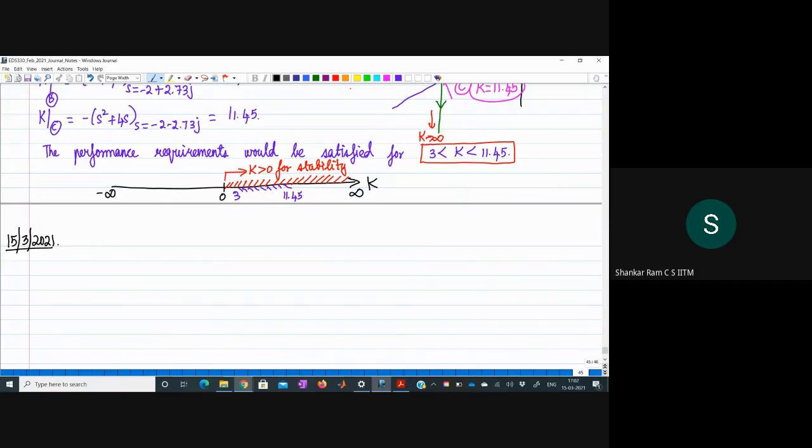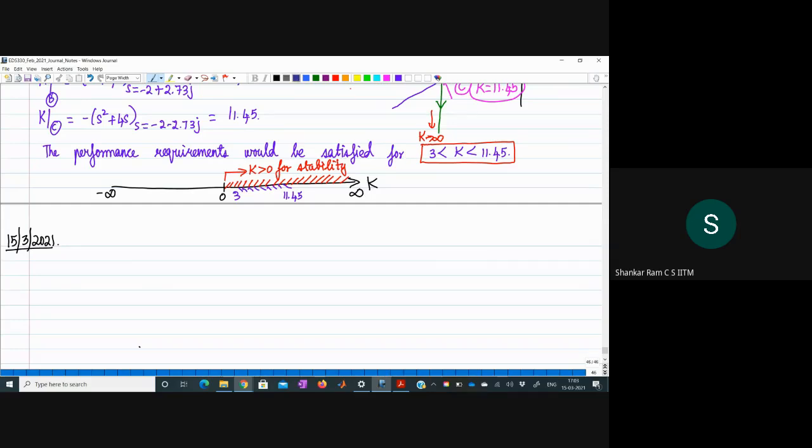So in the previous class, we were looking at root locus. We learned about the construction of the root locus. We also looked at how one could use the root locus for control design by doing an example where we used the knowledge of the desired performance characteristics to get the range of controller gains. All right, so that's something which we discussed in the previous class.